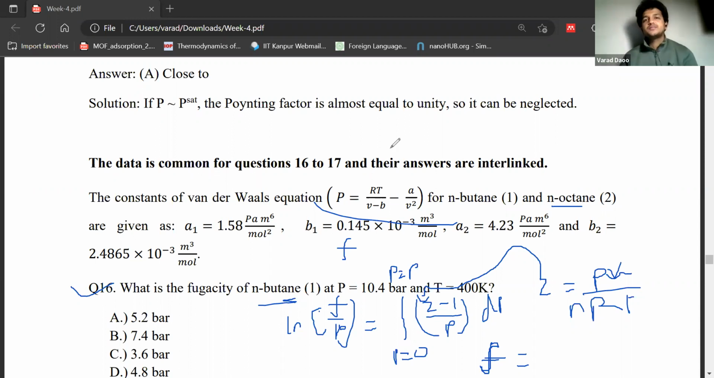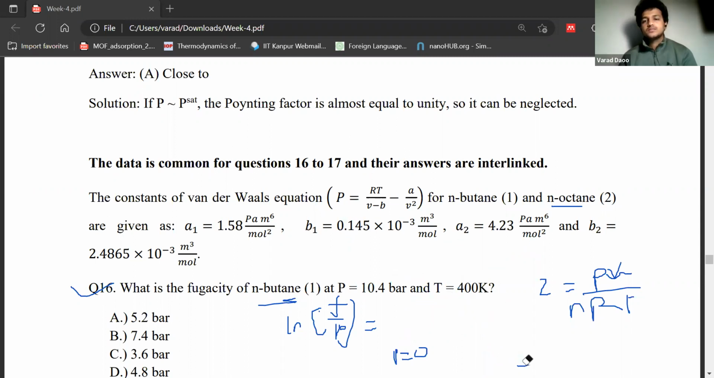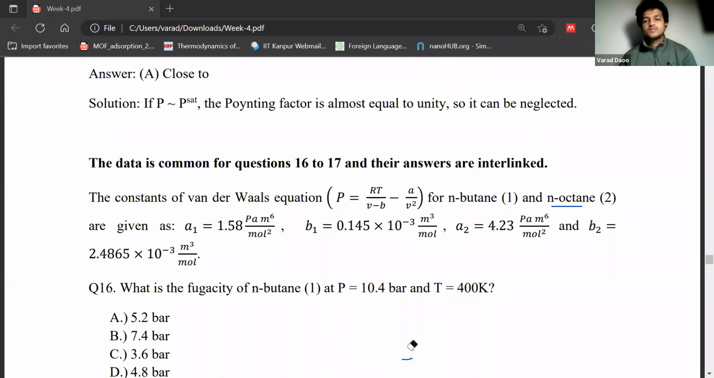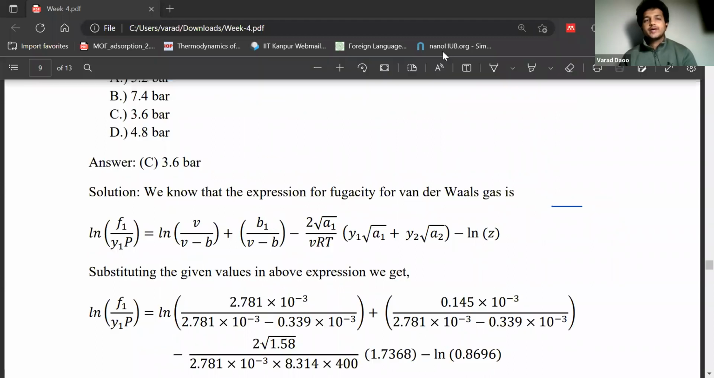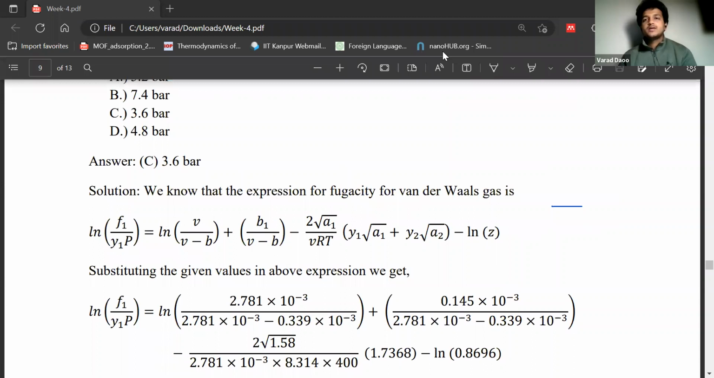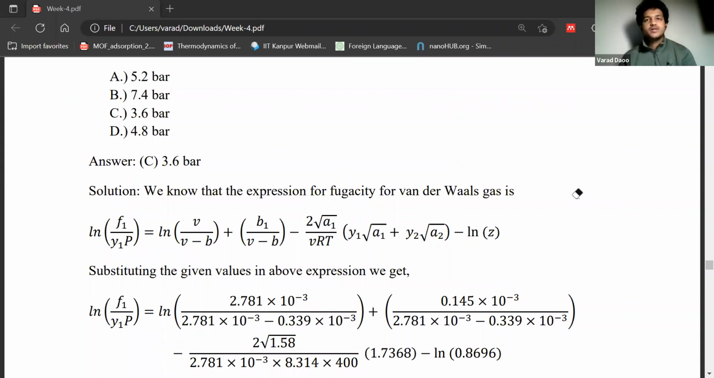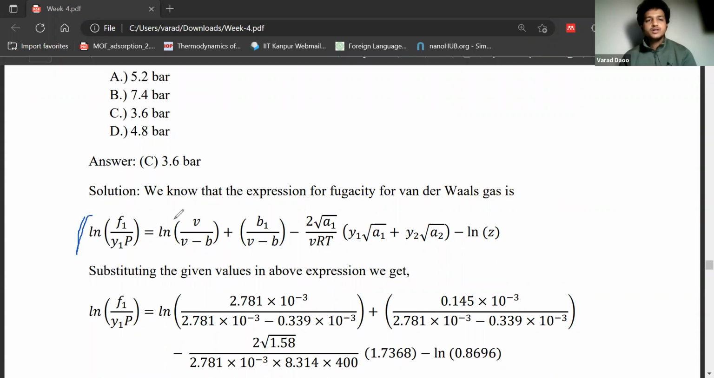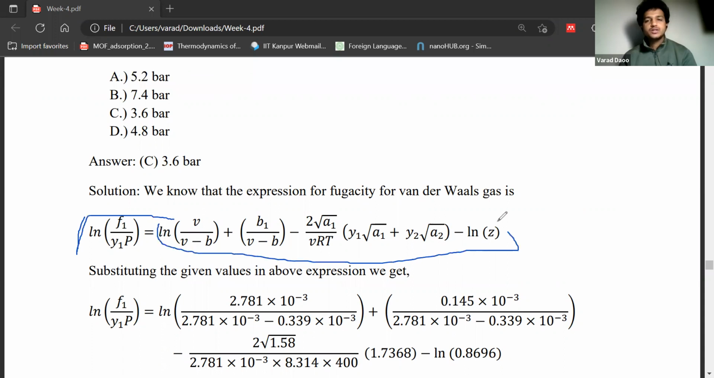So anybody got it? Okay. So after doing the integration and rearranging, we end up with this expression. This is the value of the integration. That ln f1 by y1 p is nothing but this expression. So you just need to substitute.